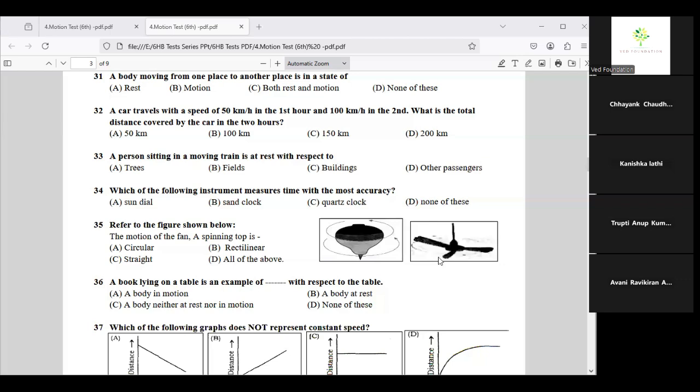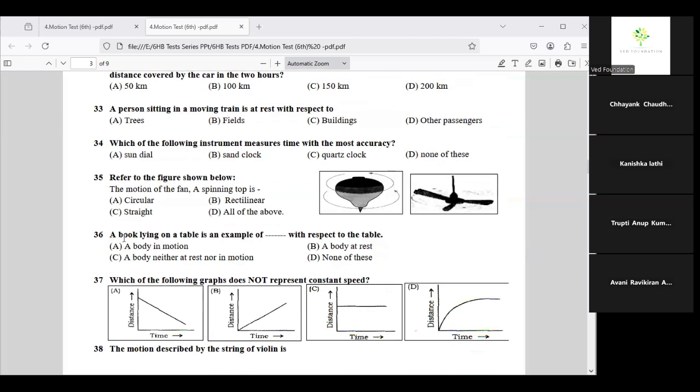35. Refer to the figures shown below. Observe the figures. In the first picture, spinning top is shown, and in the second picture, moving fan is shown. The motion of fan and spinning top is rotatory motion. And rotatory motion is a type of circular motion. So correct answer is option A, circular motion.